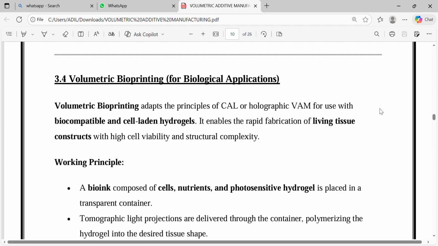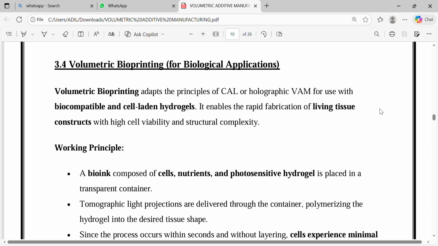Now we will move towards volumetric bioprinting for biological applications. Volumetric bioprinting adopts the principle of computed axial lithography or holographic volumetric additive manufacturing for use with biocompatible and cell-laden hydrogels. It enables the rapid fabrication of living tissue constructs with high cell viability and structural complexity. Biocompatible and cell-laden hydrogels mimic natural tissues, which supports cell growth and differentiation.